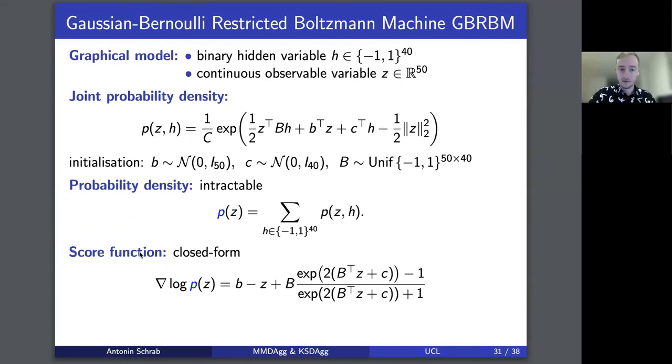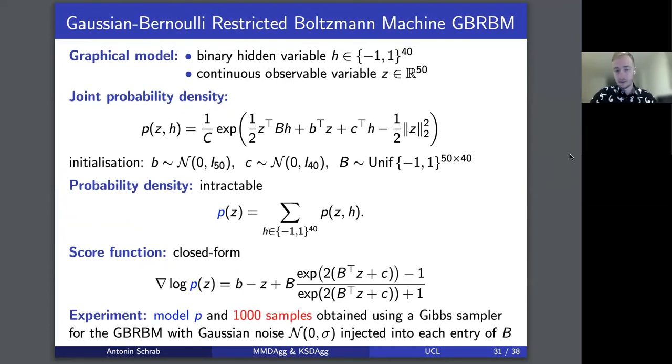However, we do have access to a score function. We don't need to know this normalizing term. There's a closed form for the score function. In our experiment, the model we consider is this P, defined like this, where we have access to a score function with those initializations, and the samples we consider are obtained from also a Gaussian Bernoulli restricted Boltzmann machine. We sampled from it using a Gibbs sampler, but now we're going to inject some noise in the entries of this B.